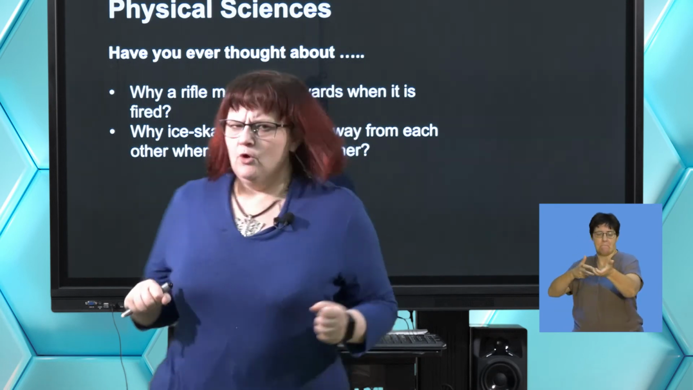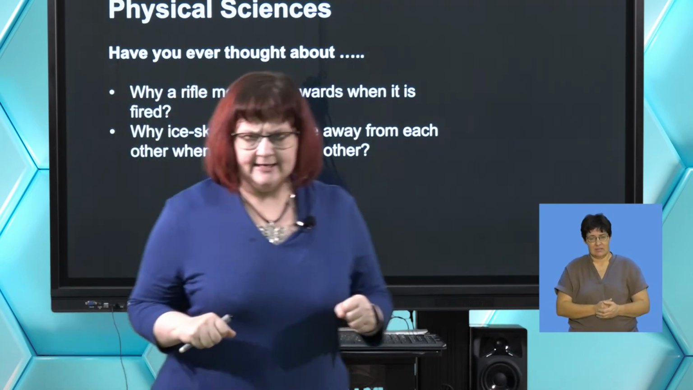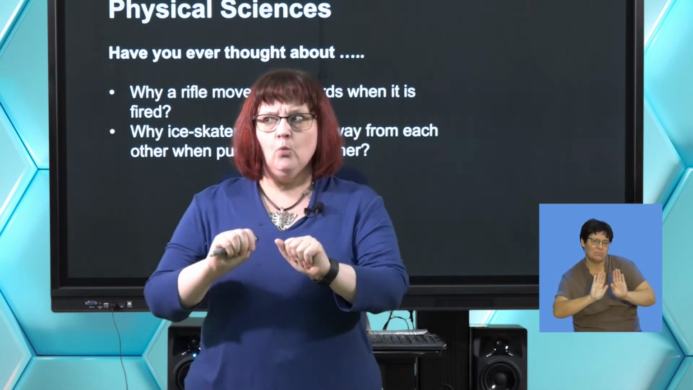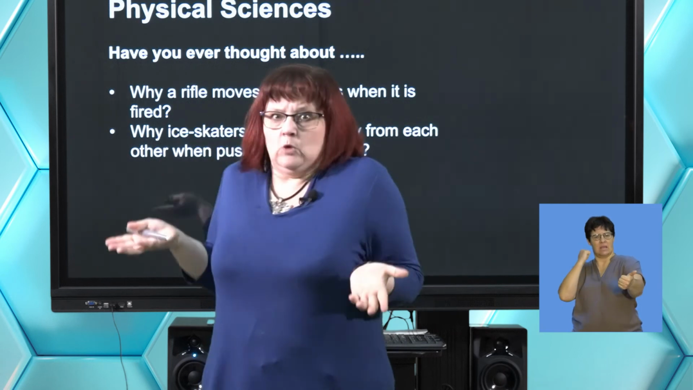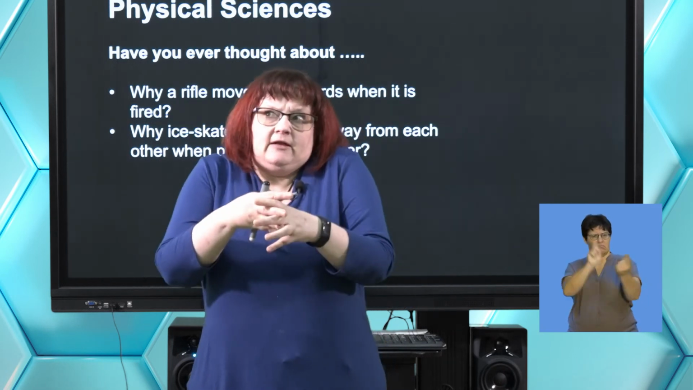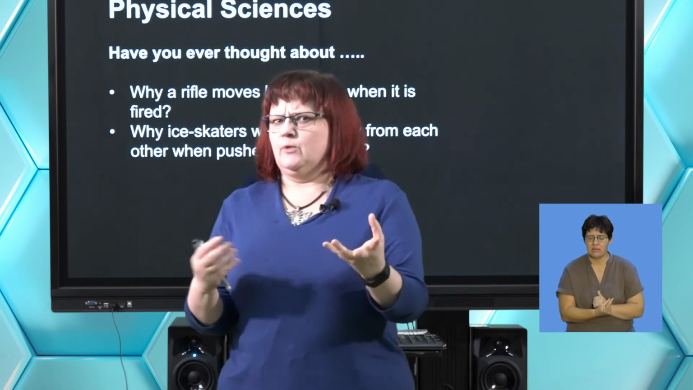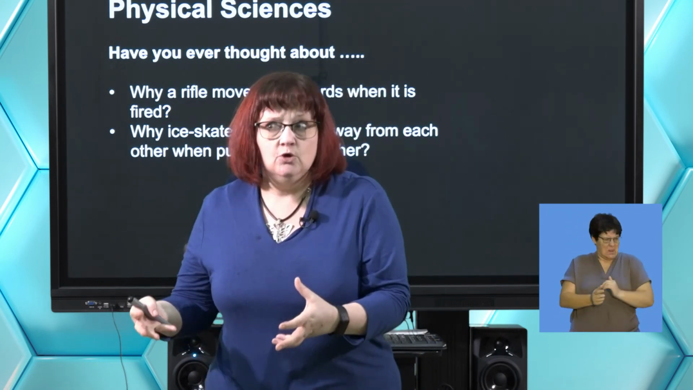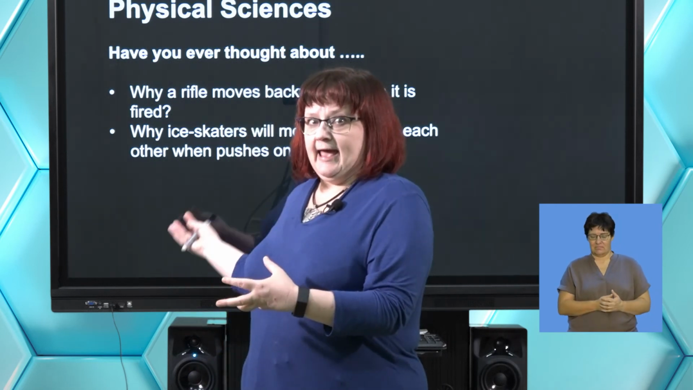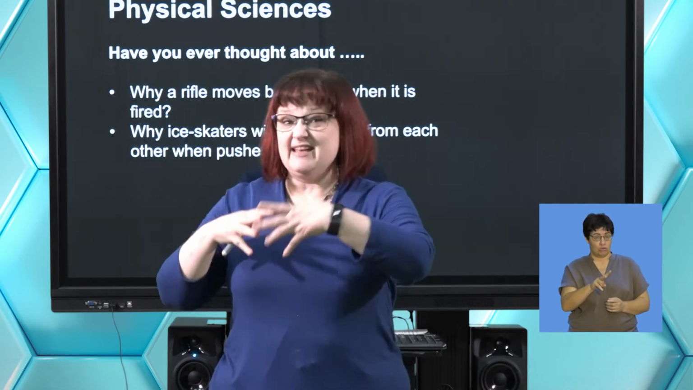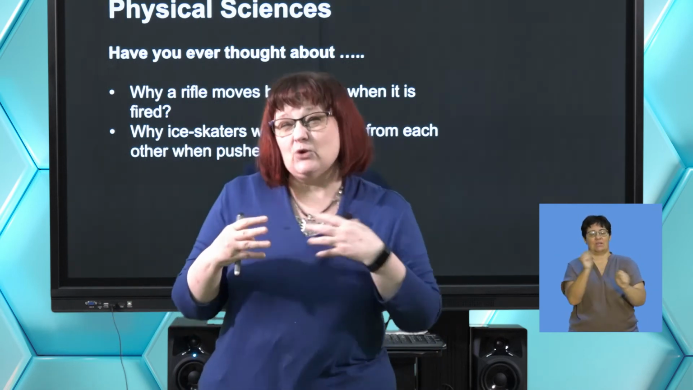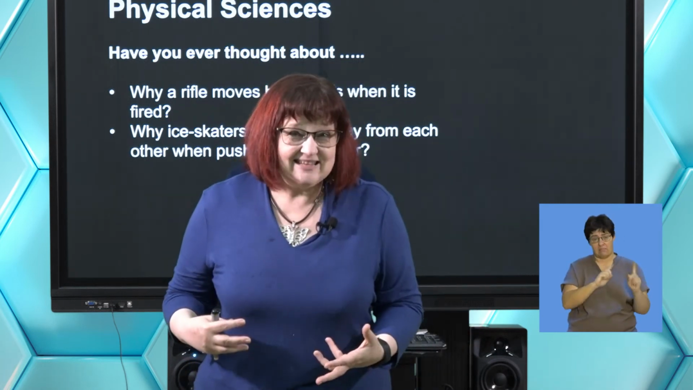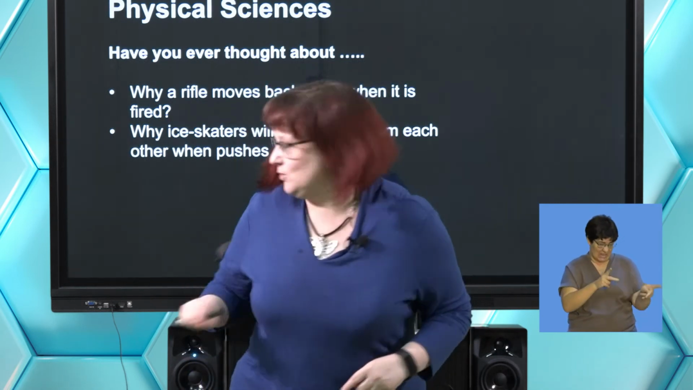And also, when you have ice skaters on ice and they push against each other, why do they go backwards? Why do they move apart? What is it that causes that? These are all things we're now going to investigate. The rifle is an explosion. The ice skaters are also an explosion, but we could have a collision there as well. With the way I ice skate, it would be a collision, but we're not going to worry about that.